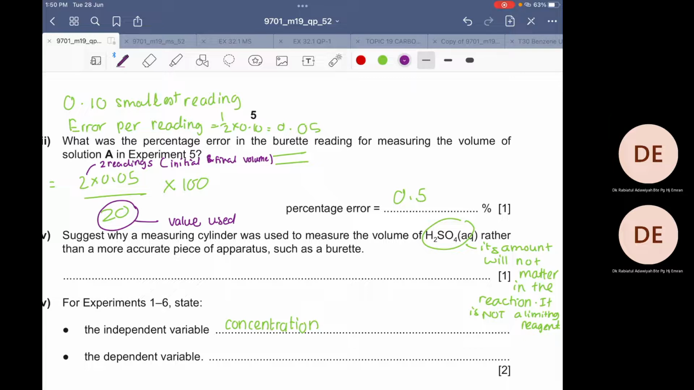Good, thank you. It's not easy to get to that answer, especially if you're in the exam, under a lot of pressure, and you really don't know what the question is asking for. So in this case, sulfuric acid is in excess. That's why if you use more or you use less, it doesn't really matter. So you don't have to be accurate. Just use a simple measuring cylinder and you'll still be fine. It will not affect your reactions or calculations.